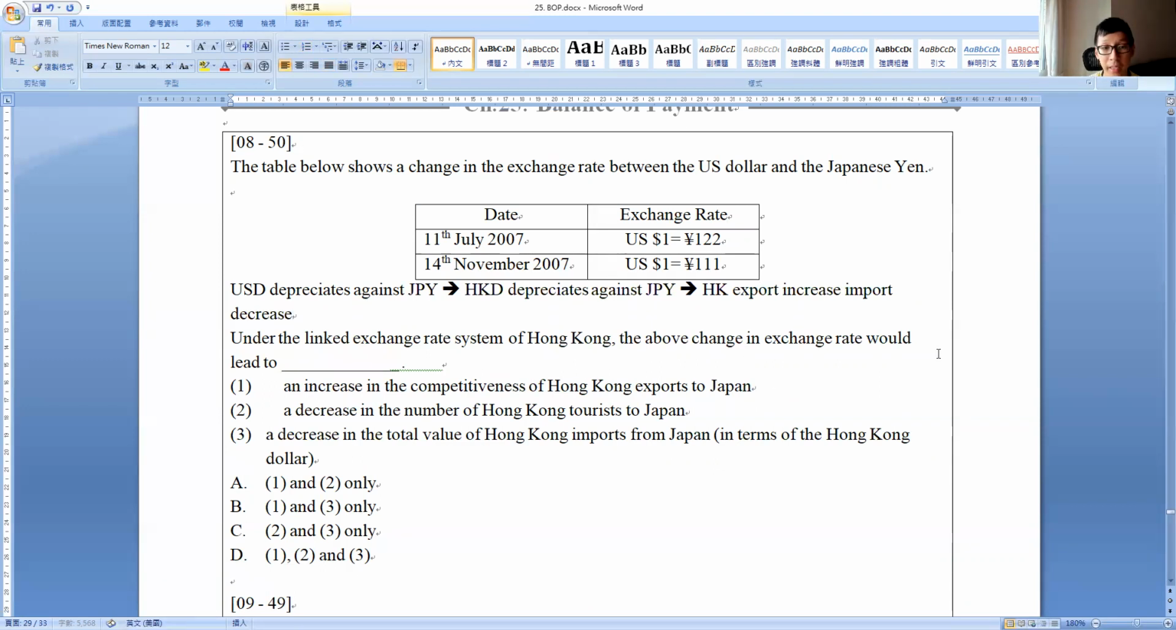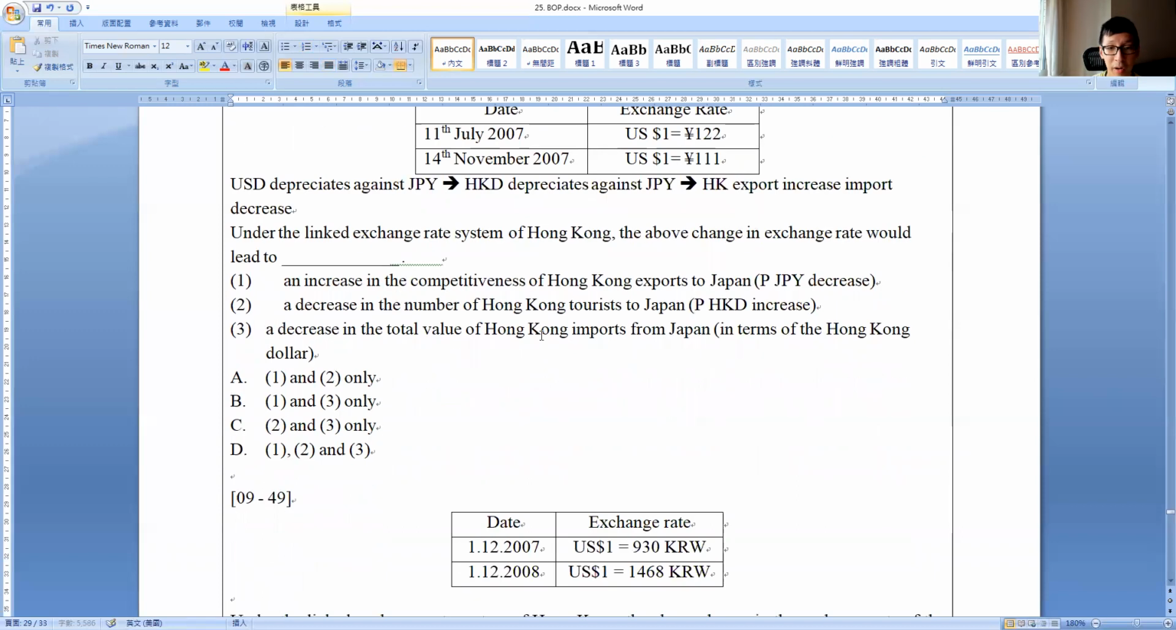At least to the extent of the trade between Hong Kong and Japan. Under the linked exchange rate system, let's see. Increase in the competitiveness of the export. Yes, because the price in terms of Japanese yen would decrease, so people buy more. Number two, decrease in the number of Hong Kong tourists to Japan. Yes, because in terms of Hong Kong dollar, things in Japan become more expensive. So number two, correct.